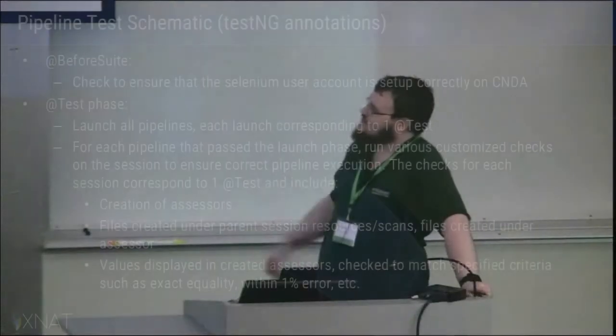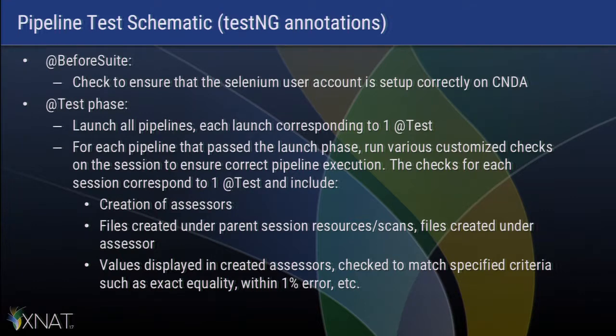And then once you get into the test phase, this is specific to my pipeline tests. Basically, it launches all of the pipelines we want to run in order. And then once they're all launched, it checks in a decent order that will match the order that they should finish in. And every one of those launches and every one of those checks is its own @Test annotated method.